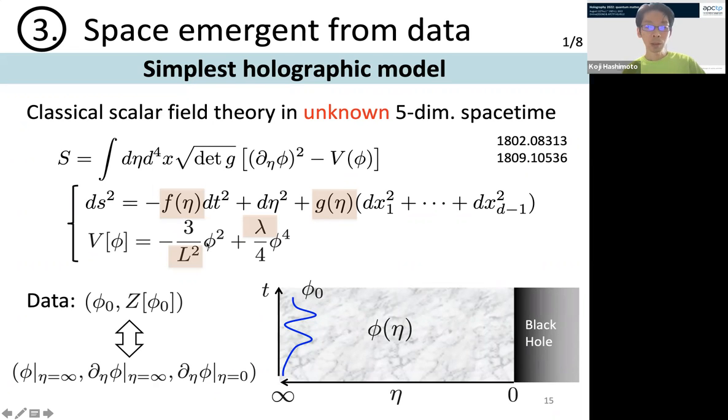Okay, so the setup is quite simple. This is a bulk theory of a scalar field and an unknown background metric. So here in this picture, I draw the bulk theory, phi of eta, where eta is the radial coordinate of this AdS-like direction. On the one hand, you have a black hole horizon. On the other hand, you have the AdS boundary. The metric here is unknown.